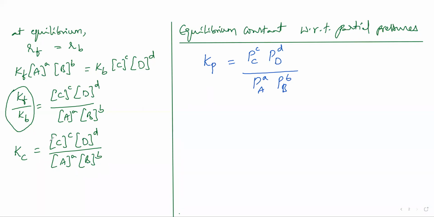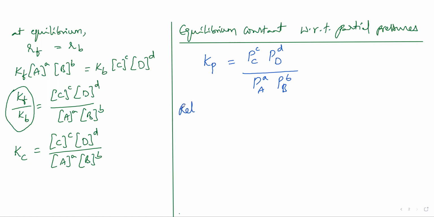What we are doing is simple: square brackets represent molar concentration. In place of concentration, we are considering partial pressures, right? So this is the equilibrium constant with respect to partial pressures.